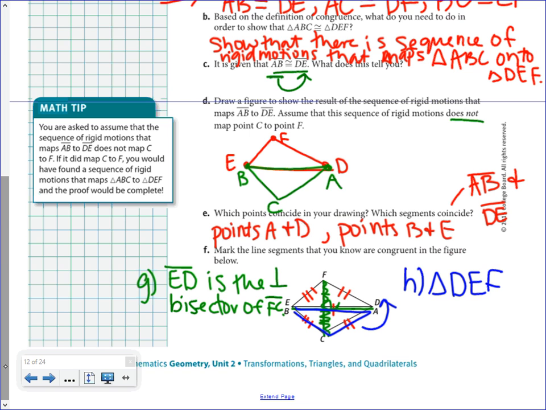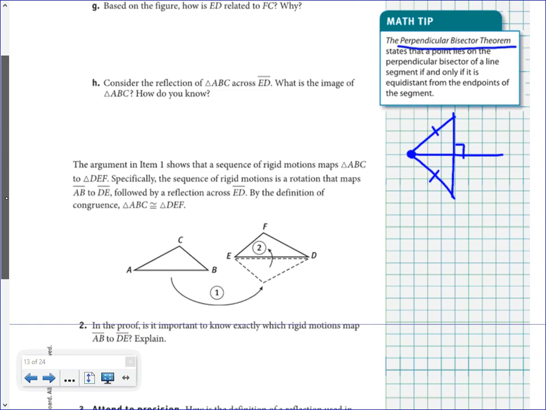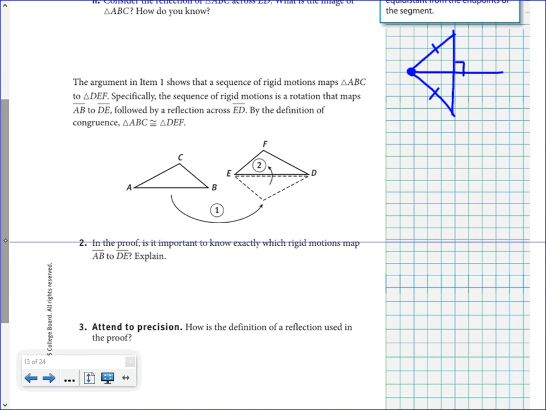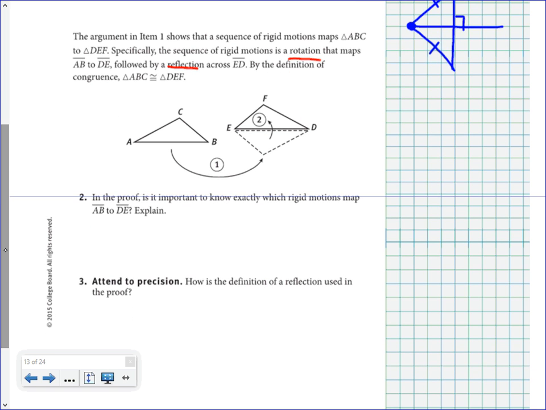So now let's look at the next page. They tell you specifically we could rotate our triangle and then reflect it, which is what we were just looking at, and that's how we could show they are congruent. In the proof, was it important to know exactly which rigid motion mapped AB to DE? Did we need to specifically know that it was a rotation there?